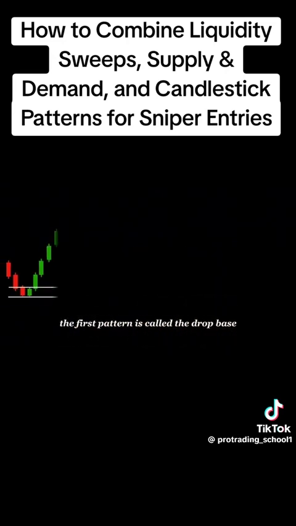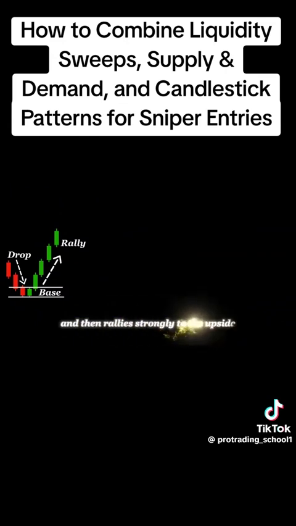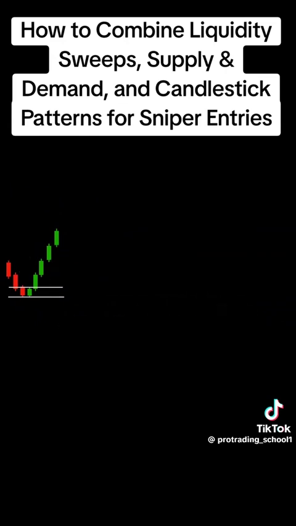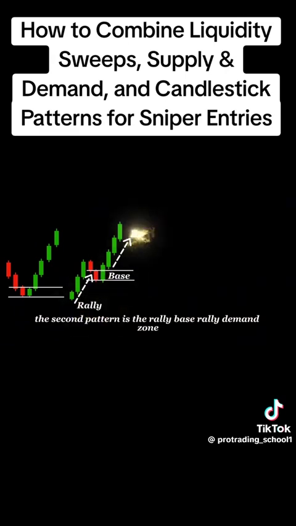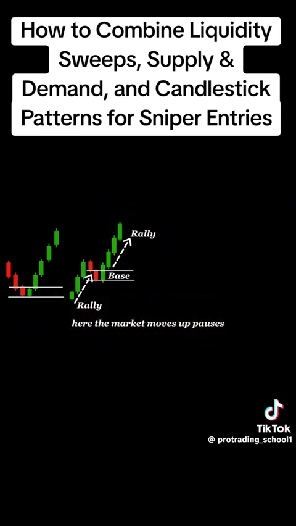The first pattern is called the drop-based rally demand zone. In this pattern, the market moves down, pauses for a short period, and then rallies strongly to the upside. The second pattern is the rally-based rally demand zone. Here, the market moves up, pauses, and then continues moving strongly higher.